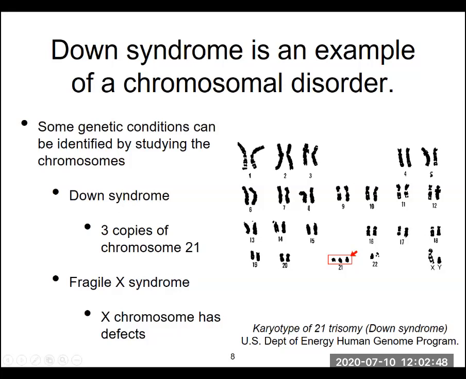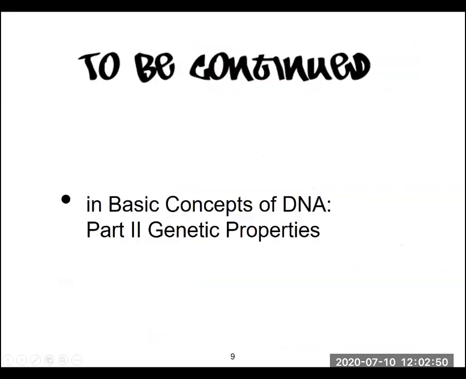Okay, so that's a background on the basic structure of a DNA molecule. Come back for part 2, we're going to start to look at some of the genetic properties. So how can we get some information out of our molecule?